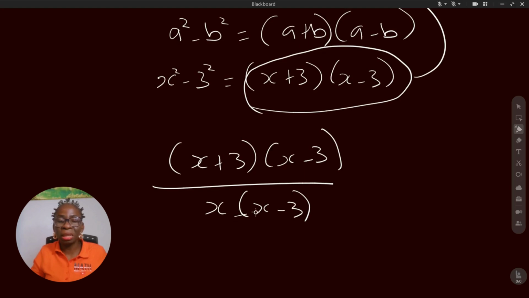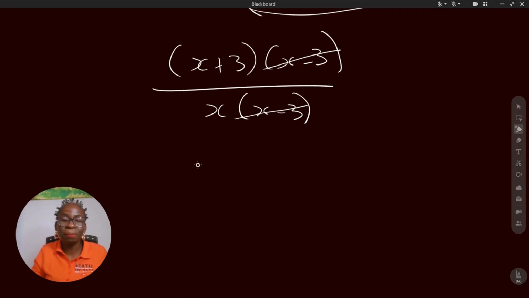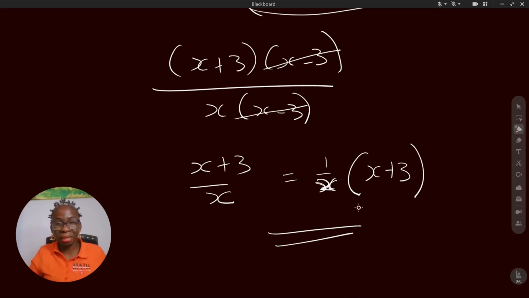Now x minus 3 will cancel out x minus 3 here, since we are having multiplication in between them. So what we'll be left with will be (x plus 3) over x, and we've simplified completely because there is nothing else we can simplify. And you can also write this as 1 over x(x plus 3)? There is no other way we can simplify this, so we've just simplified it completely.